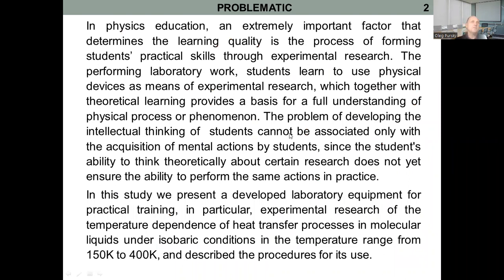In physics education, an extremely important factor that determines the learning quality is the process of forming students' practical skills through experimental research. By performing laboratory work, students learn to use physical devices as a means of experimental research, which together with theoretical learning provides a basis for a full understanding of physical processes or phenomena.